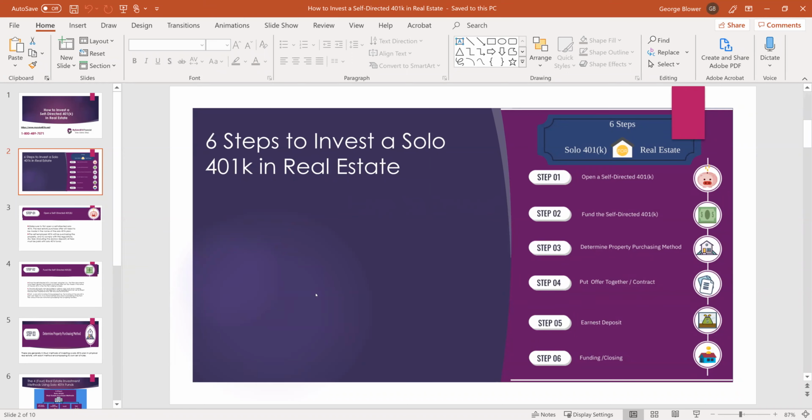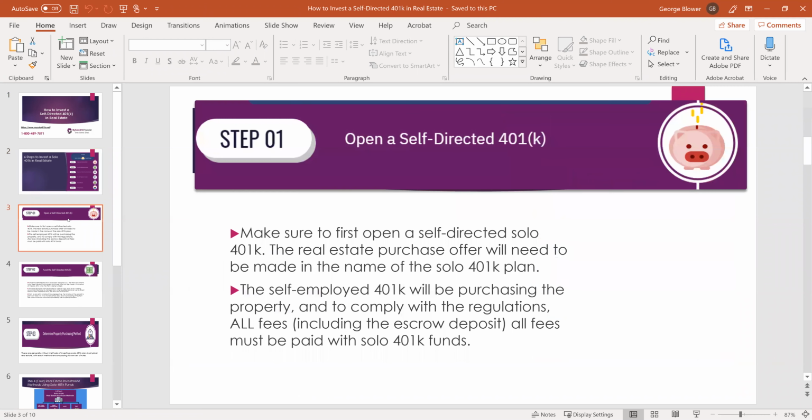There are 6 steps that we are going to go through in this presentation that describe how to invest your solo 401k money in real estate. So step 1, you of course want to open up a self-directed solo 401k plan, and it needs to be a plan that's going to allow you to invest in real estate.